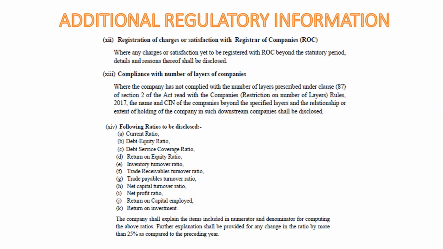As per the Companies Act, only two layers of company are usually permissible, except a few exceptions. Now, the non-compliance of clause 87 of section 2 has to be disclosed.